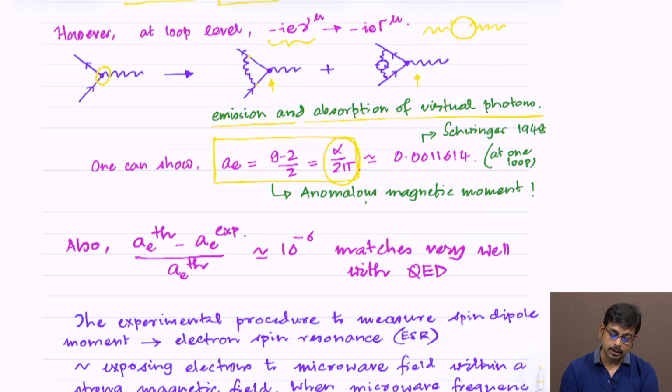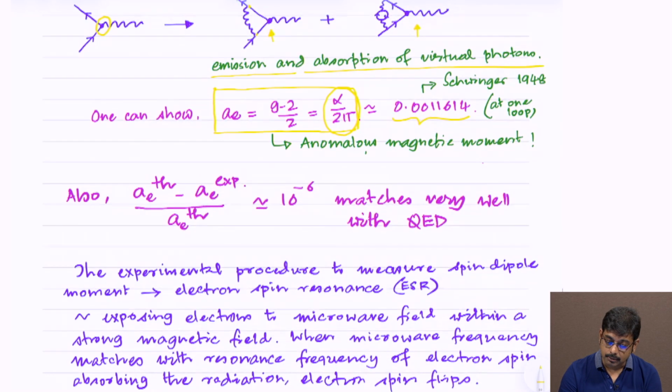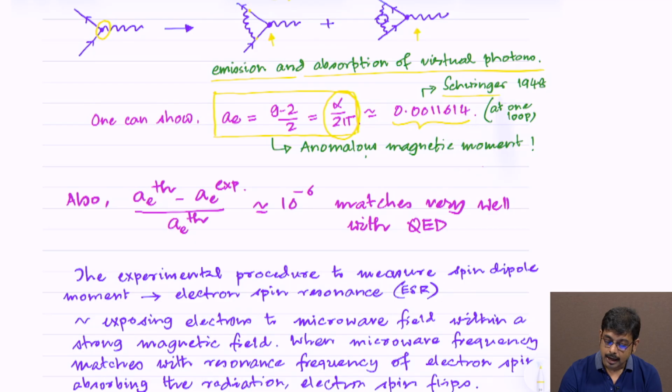where alpha is essentially the electromagnetic constant, the fine structure constant, and so this a_e turns out to be something like 0.0011614 at one loop level. This was a famous calculation done by Schwinger in 1948, and this gives you the anomalous magnetic moment. So, what are we saying?